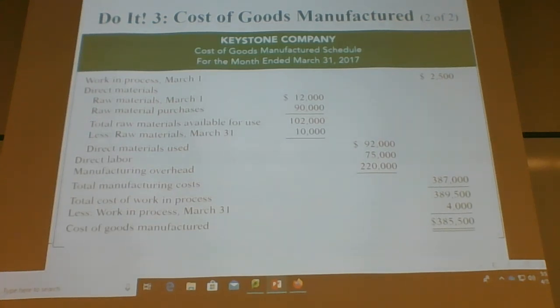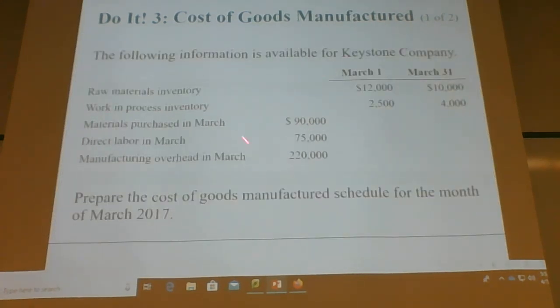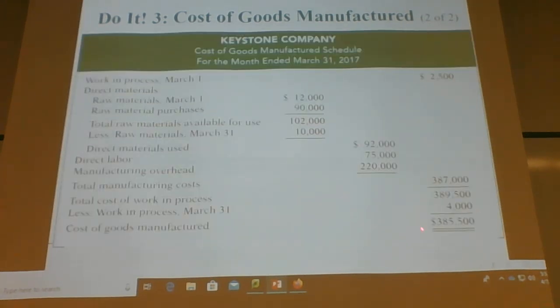I think you can see that if you can use this right here, or, well, this is a completed statement, but if you can identify the components in the correct order, you can come up with cost of goods manufactured. I'm not going to ask you to come up with anything quite this formal, given the nature of this class, but you might be asked to do something like this and come up with that same answer of 385,500. Sound like a plan? I think so.